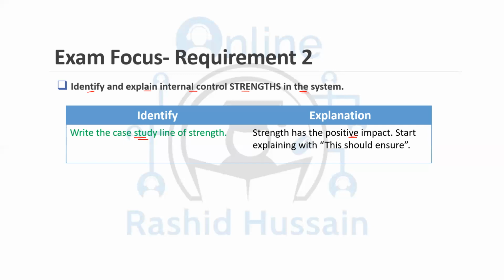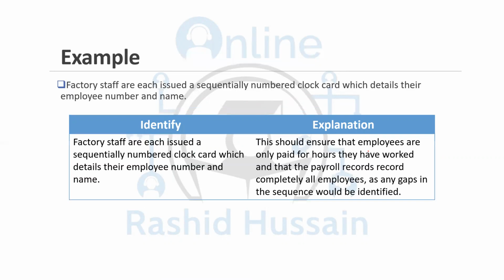The employees cannot swap for each other, and as a result, they will be paid only for the work they have performed. So write the case study line. This is the identification, and the explanation is the positive impact of that strength. Start explaining with "this should ensure," or "this may result in," or "this will result in." You can choose any line, for example, "according to this," "as a result of this," "this will result in," "this may ensure," "this will ensure." You can use any term to start your lines.